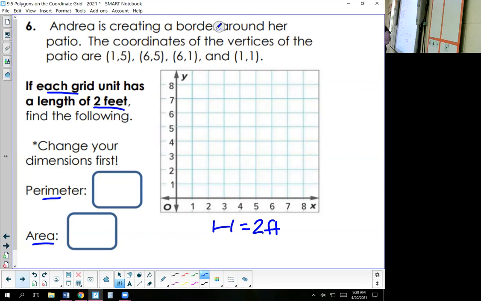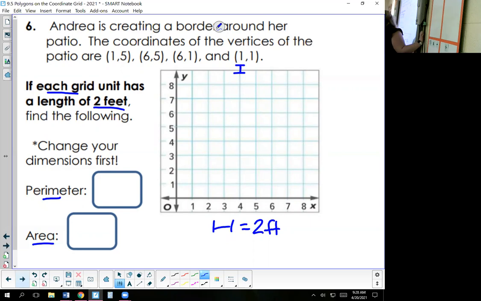By the way, what quadrant are we in? What quadrant are we in right here? Number one. We're all positive, so this is where you like to be. You can do Roman numerals, I don't know if you remember me doing that, but you can do that.